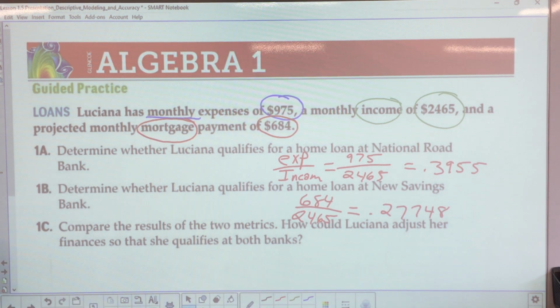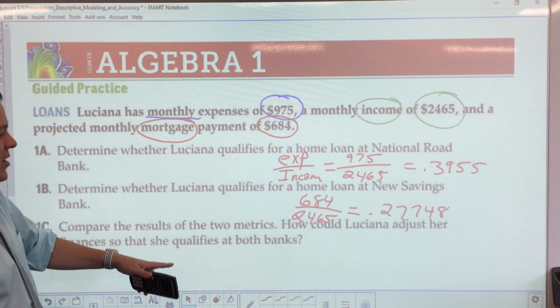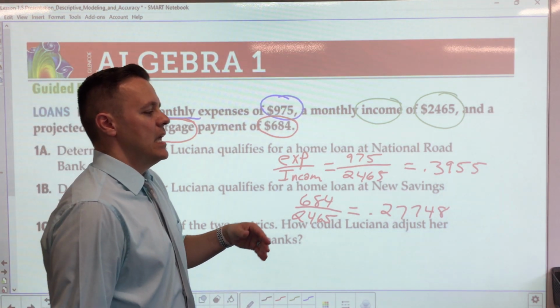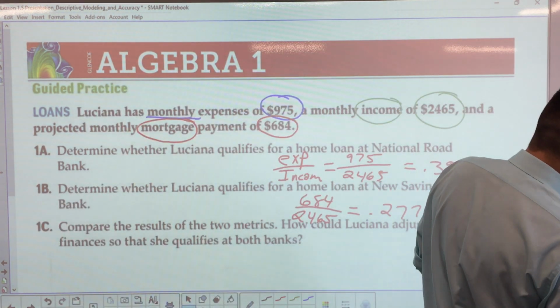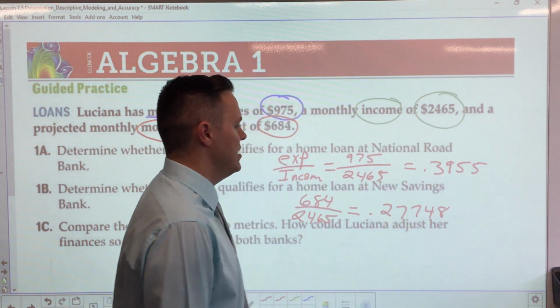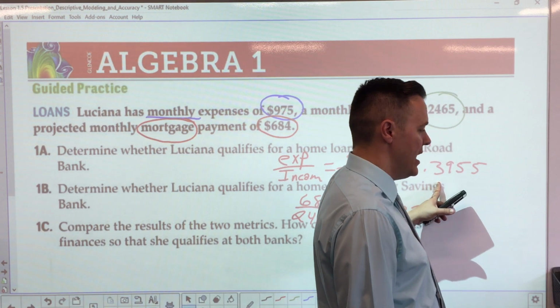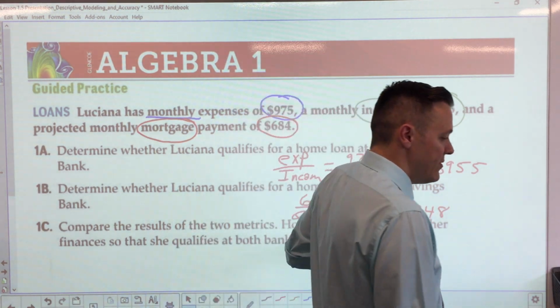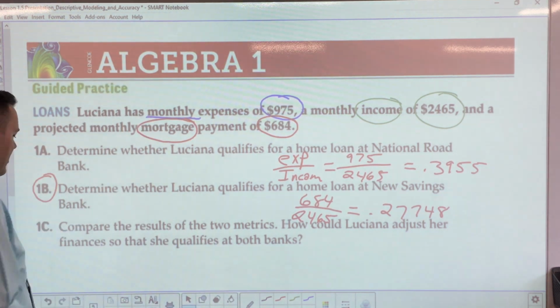Compare the results of the two matrices. What you want to know is, could she adjust her finances so that she qualifies at both banks? Let's find out. Did she qualify for the first one? The first one, you needed a ratio of 0.39 or less to qualify. She did not qualify. She got 0.3955. And this one here, you needed 0.28 or less. So technically speaking, she does qualify for 1B.